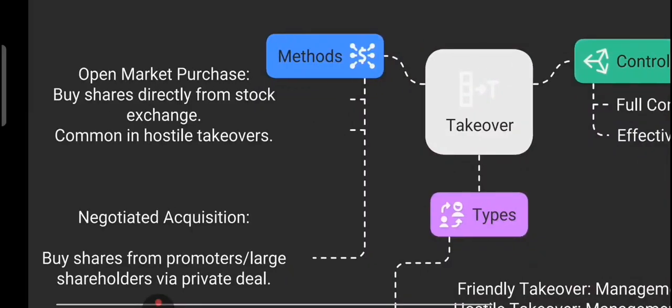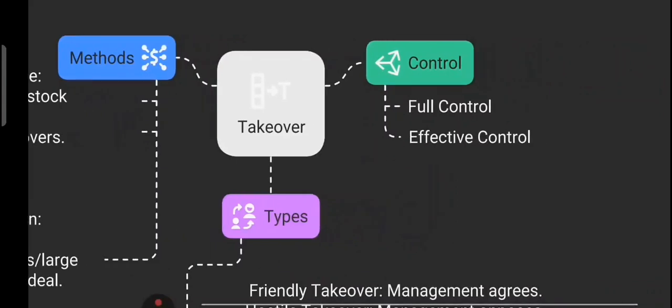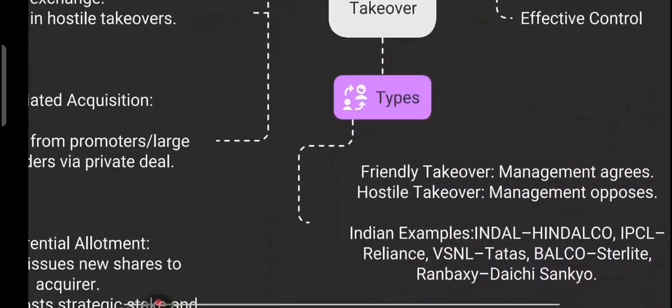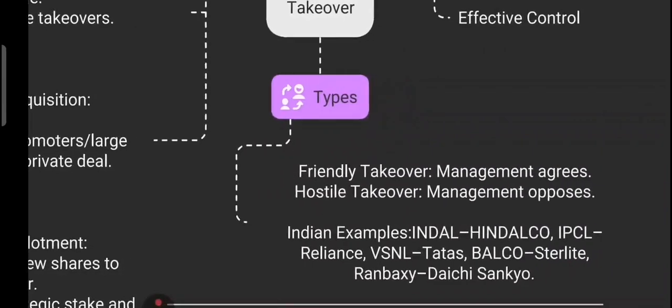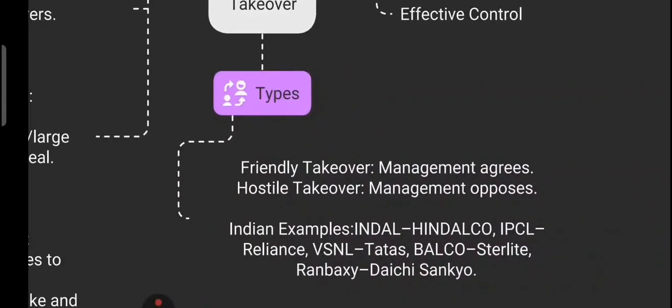Let's break it down. Control can be of two types: either full control where the acquirer takes over completely, or second is effective control where the influence is gained without total ownership. So two types of control are there. Full control means the acquirer takes over completely, or effective control where the influence is gained without total ownership. Total ownership is not gained but influence is gained only. And there are two types of takeover. One is called friendly takeover, second is called hostile takeover. In friendly takeover, management is on board. In hostile takeover, management resists the acquisition, right?